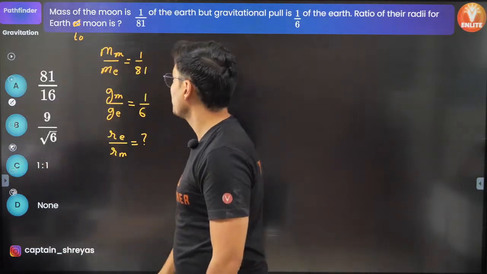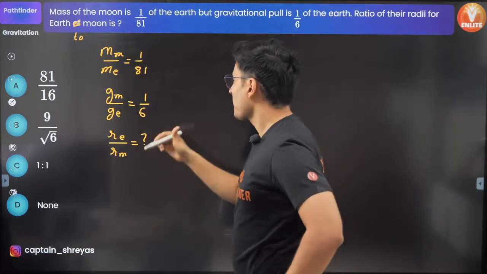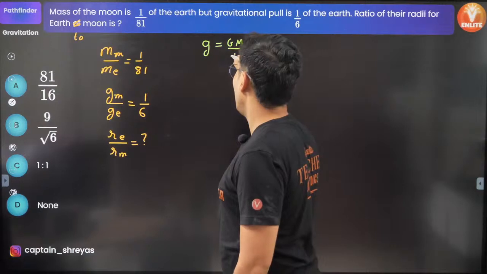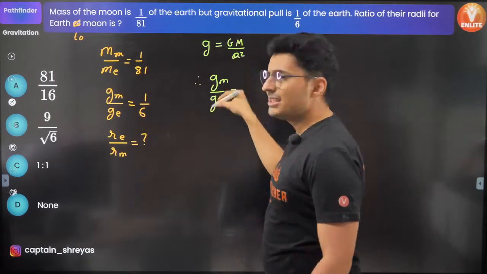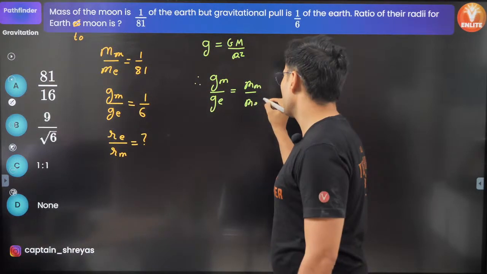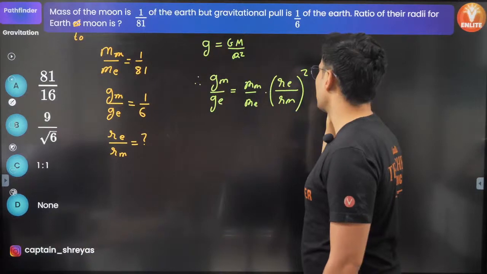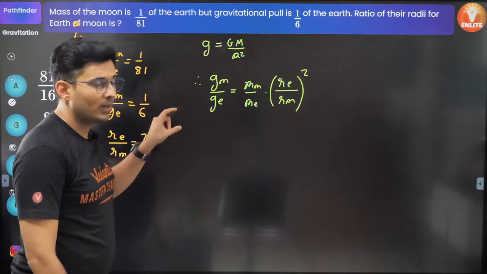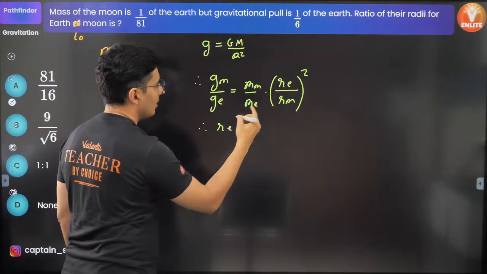Let's start solving it first. So I think we should use the formula for acceleration due to gravity. Acceleration due to gravity is given by GM by R square. Therefore, g moon by g earth, G will get cancelled. Mass is in the numerator, so mass of moon upon mass of earth, and here radius of earth and radius of moon, but it will be whole squared. You can see it right over here. So bring this guy over here, bring this guy over there.